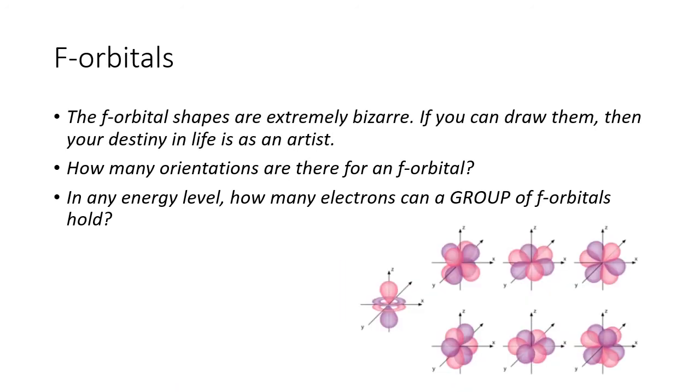The f orbitals begin to become really bizarre because they're being split in half and then split in half again and then split in half a third time because of how many nodes there are. If you can draw them, then spectacular, but I'm not going to ask you to draw them. I would ask you to identify them. There are 7 different orientations for an f orbital, and again, if we can put 2 electrons into each of those orientations, there would be 14 electrons that could be held in a group of f orbitals.